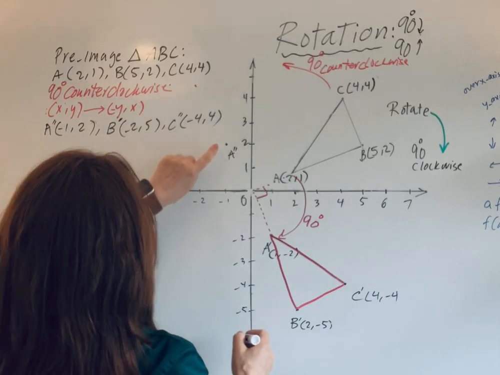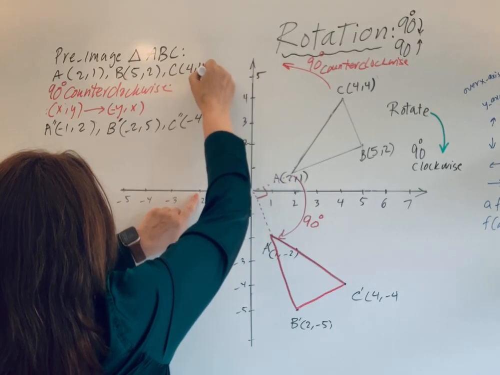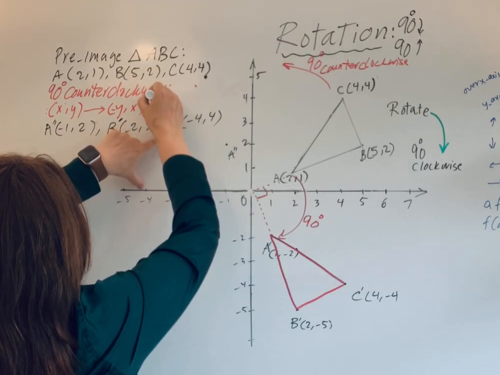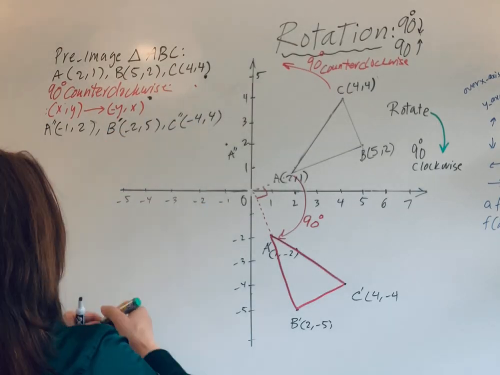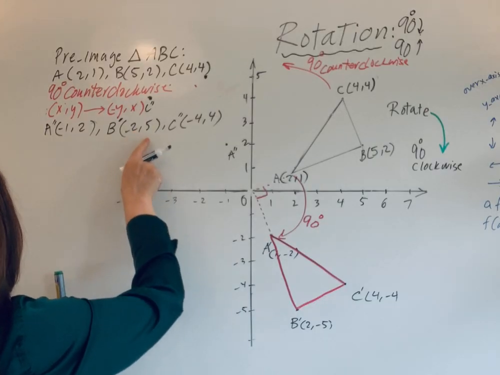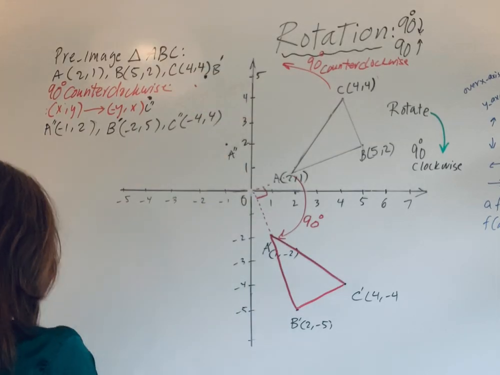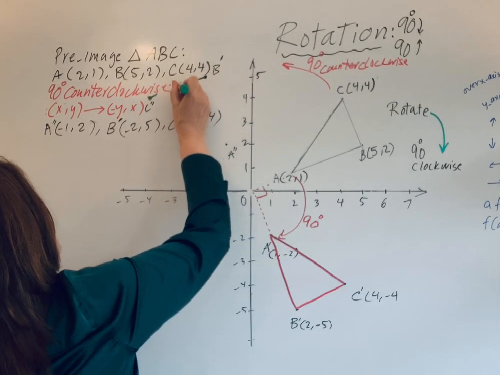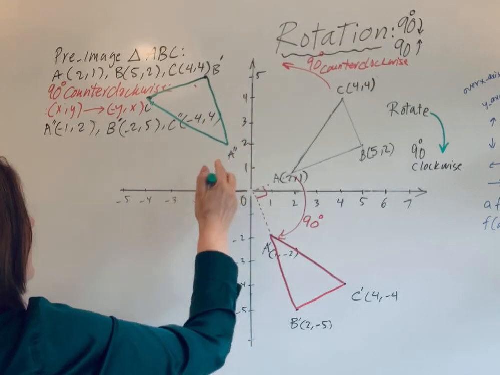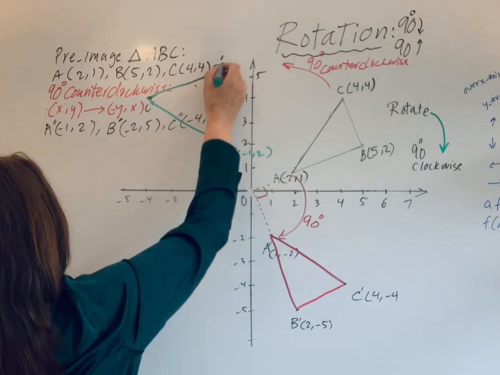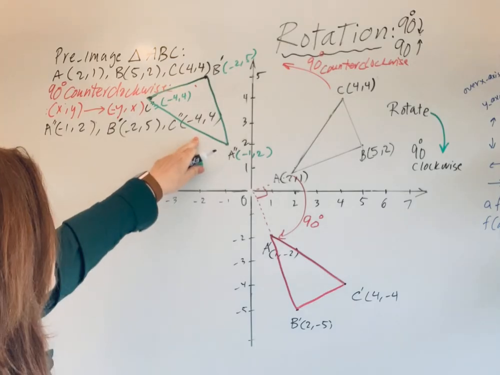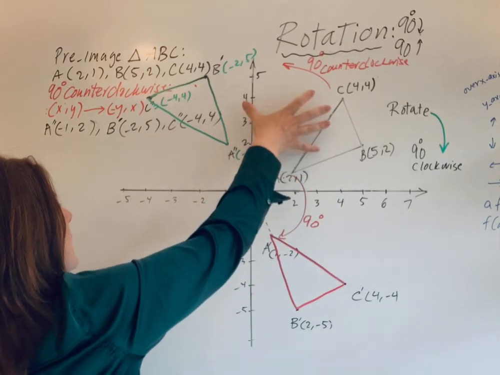B double prime is negative 2, 5. And C double prime is negative 4, 4, somewhere here. We connect these 3 points. This triangle, A double prime with negative 1, 2, B double prime, negative 2, 5, C double prime, negative 4, 4. This new triangle is this triangle rotated 90 degrees counterclockwise.